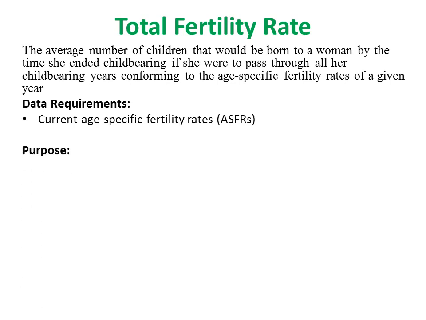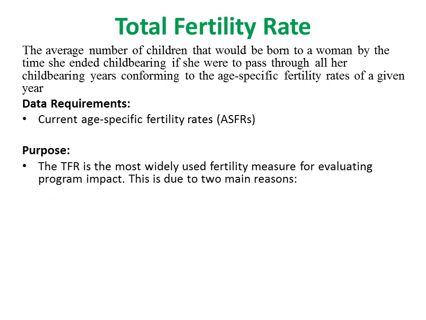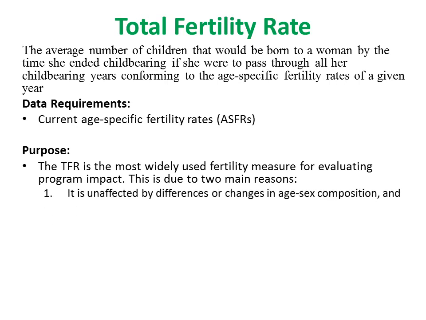Purpose of calculating total fertility rate. Why do we want to combine the age-specific fertility rates into a single rate, the total fertility rate? Total fertility rate is used mostly for evaluating the impact of family planning programs. Why is it preferred for evaluating the impact? Because the total fertility rate is unaffected by the differences or changes in the age-sex composition over time, because the age-specific fertility rates don't change with it.